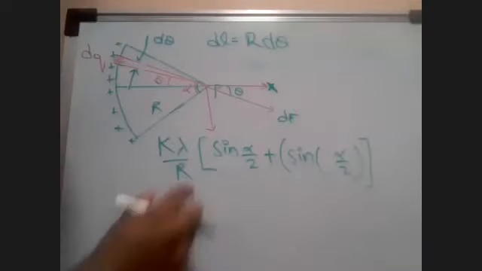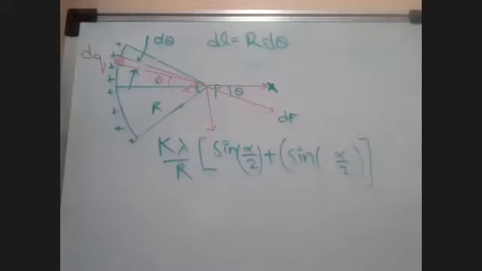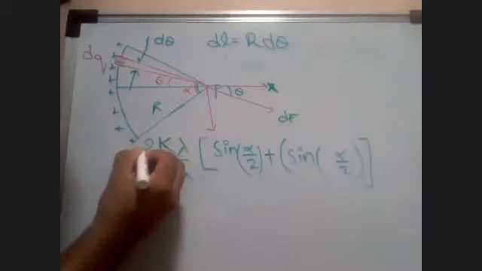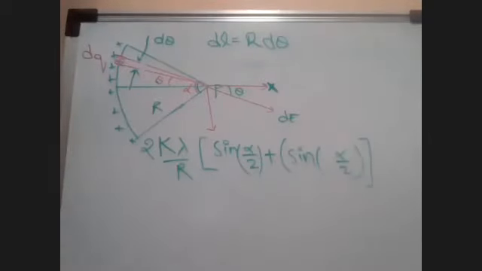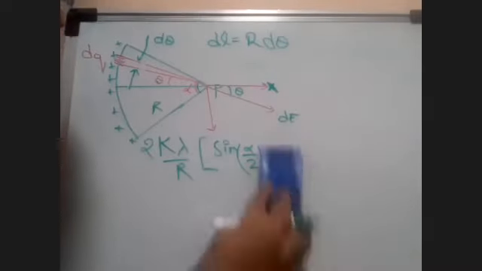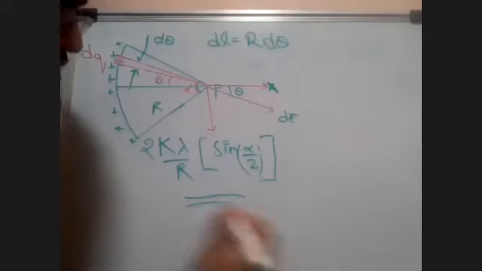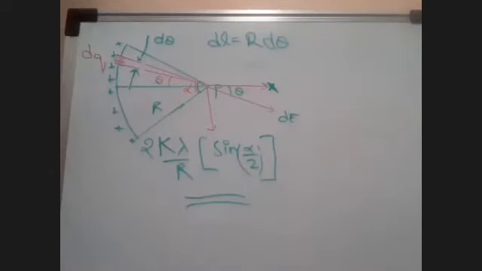So now what did we get? k lambda by r, sin alpha by 2 plus sin alpha by 2, which is 2k lambda by r sin alpha by 2. Am I right? Yes, sir. Okay. So this is the derivation for an arc.